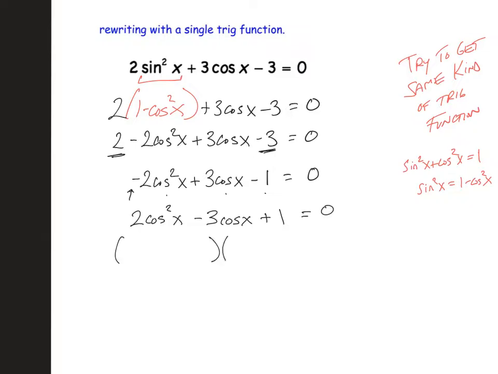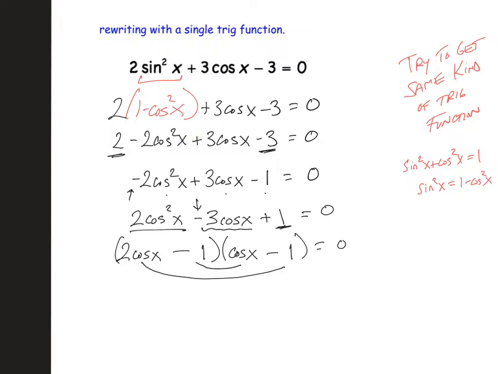Okay, so now we're going to factor. So 2 cosine squared x means that one of them has to be a 2 cosine x and the other has to be a cosine x. In order to multiply to 1, both of these are going to have to be 1s, and the tip-off is this middle term is negative, so those are both going to be negatives, because a negative 1 times a negative 1 is a positive 1. But you can just double check: the outsides would be a negative 2 cosine, and the insides would be a negative 1 cosine, and that makes the negative 3 cosine. Okay, now that you've got it factored, you set each factor equal to 0 and solve.